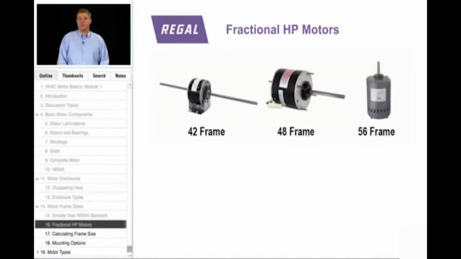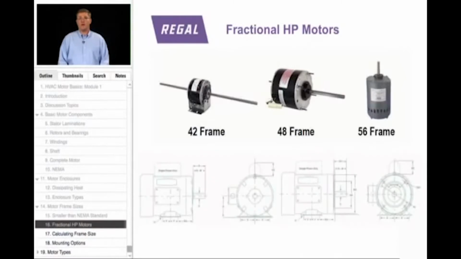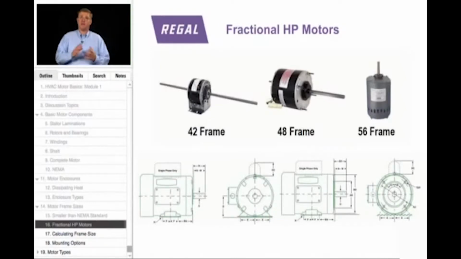The next group of motors in frame size is 42, 48, and 56 frame motors that we refer to in the industry as fractional horsepower or FHP motors. 42, 48, and 56 frame motors, the frame size truly tells us where the center of shaft is in an application, so that when I take a motor out of an application and put a motor back in that application, the center of shaft is in the same spot, so that the wheel, blade, or whatever is driven doesn't hit the side of the housing.